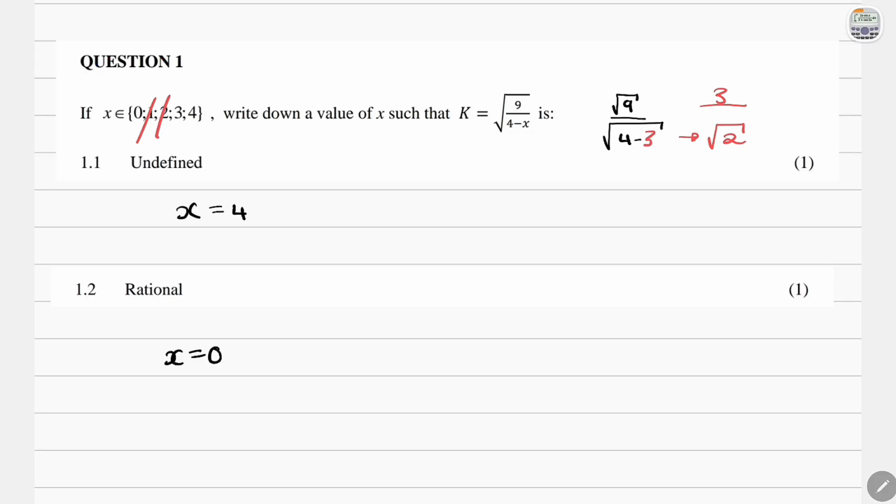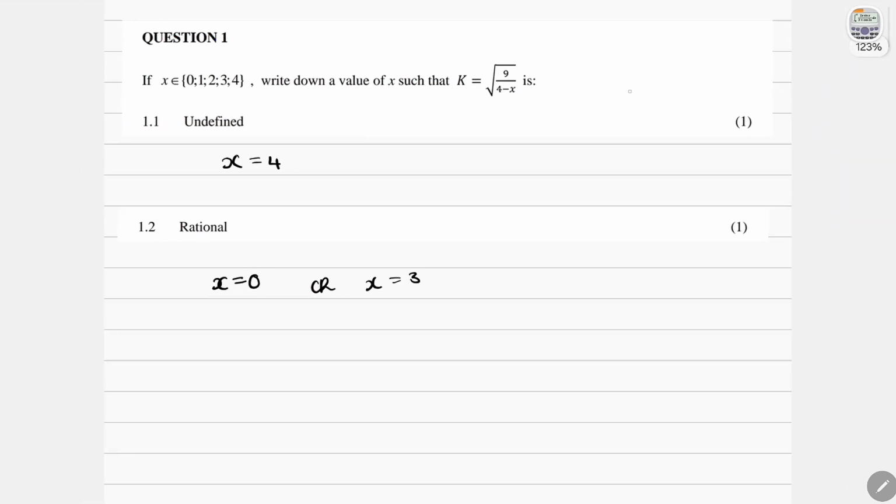Let's try 3. 4 minus 3 is 1, the square root of 1 is 1, so 3 over 1 is 3, which is a rational number. So that works, so x is equal to 3. Then, of course, we know that 4 doesn't work because 4 makes it undefined. And that is our answer. Moving on to the next question.